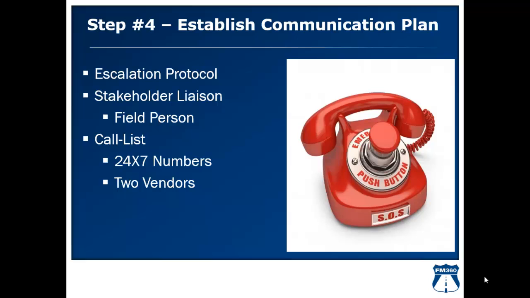A call list. You should have a call list that identifies all those stakeholders, all those people that are involved in the escalation protocol, and any other vendors or suppliers. They should have 24/7 numbers listed, and there also should be multiple numbers. If you can't get a hold of one person, let's say for a vendor or supplier, who's their backup? Who's number 2? I also recommend having 2 vendors and 2 suppliers for some of your critical systems and critical supplies, such as fuel.